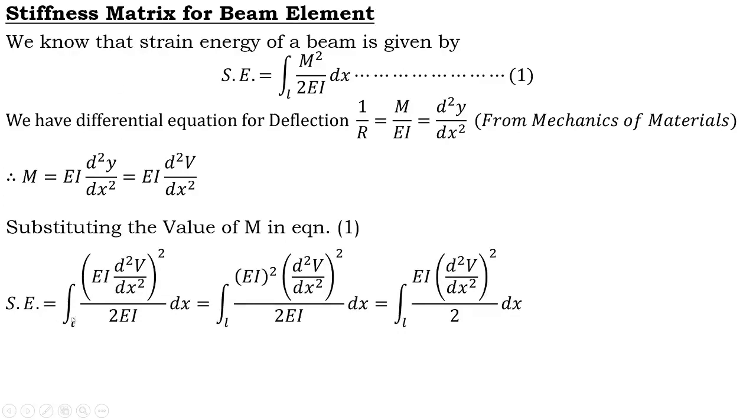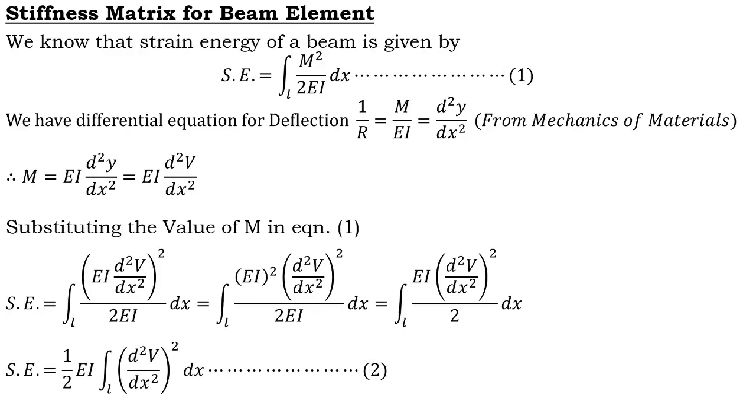Therefore my strain energy is equal to integration over the length of the element. Now M is replaced with EI d square v divided by dx square, whole square, because I have M square here. So this term whole square divided by 2EI as it is into dx. Now I'll apply this square to both the terms here. Therefore it is EI square into d square v divided by dx square whole square divided by 2EI as it is into dx, and that will be equal to, here 1 EI and here 1 EI will get cancelled, left out with 1 EI into d square v divided by dx square whole square divided by 2.